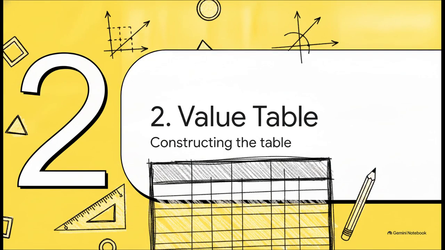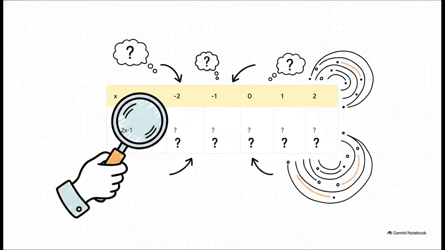Moving right along to step 2, constructing a value table. I want you to think of this table as your workspace or your prep station. We've got a top row for our x inputs and a bottom row for our y outputs. And notice how we've pre-selected standard x values ranging from -2 all the way up to +3. We do this because it gives our function a really solid test across both negative and positive territory. We're basically asking the math, hey, what happens when x is -2? What about when it's 0? This table just keeps all those answers totally organized for us.